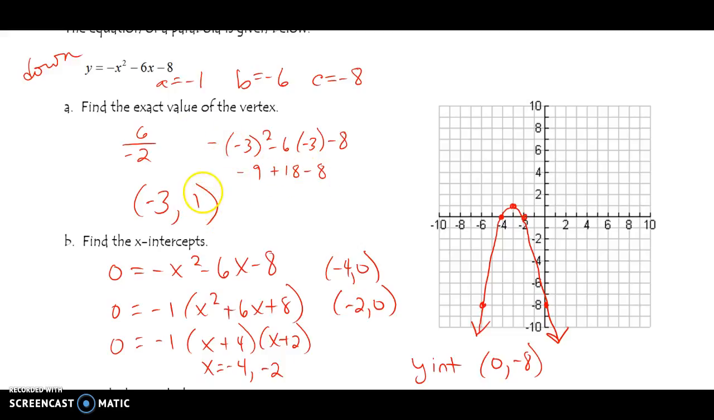Plug that back into the original equation, and we get y is 1. X-intercepts are when y is 0, so we have to solve this quadratic equation, factor out the negative 1, and then this factors into x plus 4, x plus 2. Solutions are negative 4 and negative 2, so those would be the following ordered pairs. I also found the y-intercept by making x 0, plot the points, and then we have the parabola. All right, we'll look at some more of this tomorrow in class.